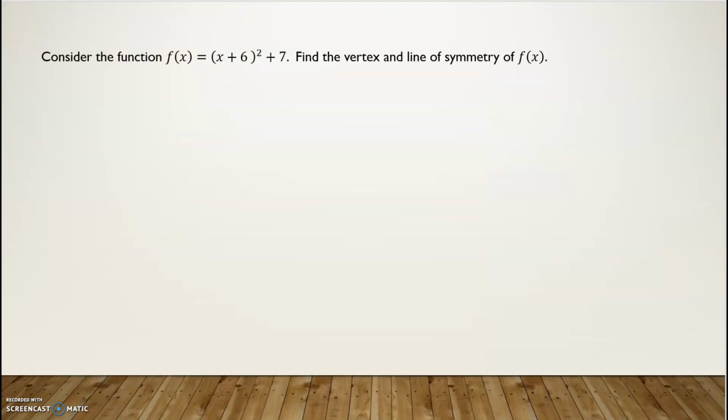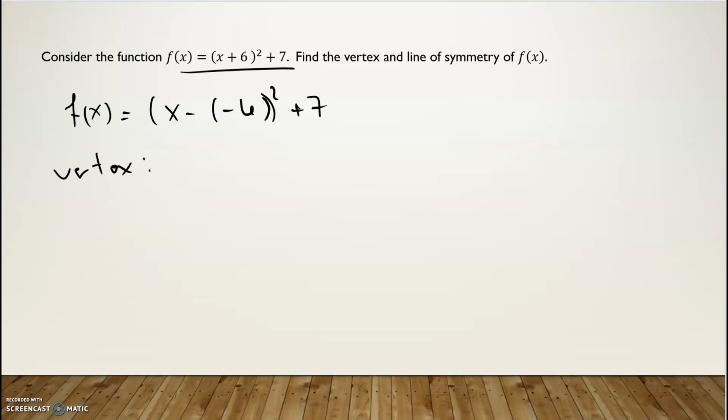Okay, let's look at this one. So it's in standard form. We got a plus value there, so we need to rewrite that as x minus negative 6 squared plus 7. So our vertex is -6, 7, and the line of symmetry is x is equal to -6. Now the number right in front of the parentheses, we don't have one, so it's a 1. So it's a positive 1, so we should have a parabola that's opening upward, which we do.